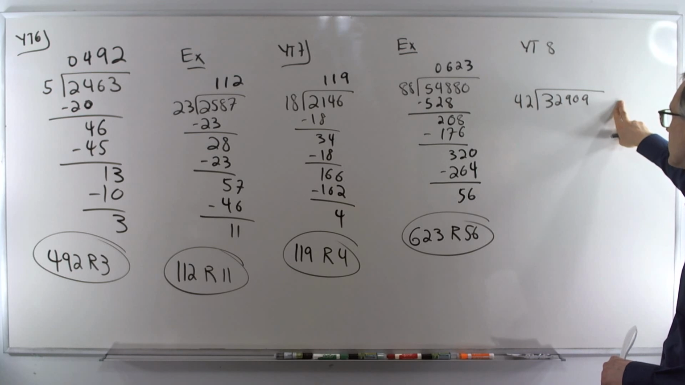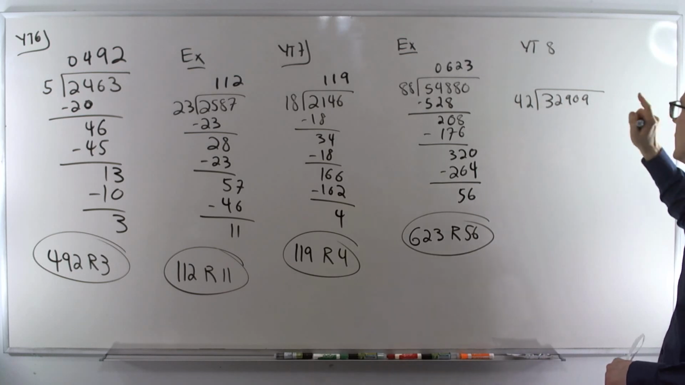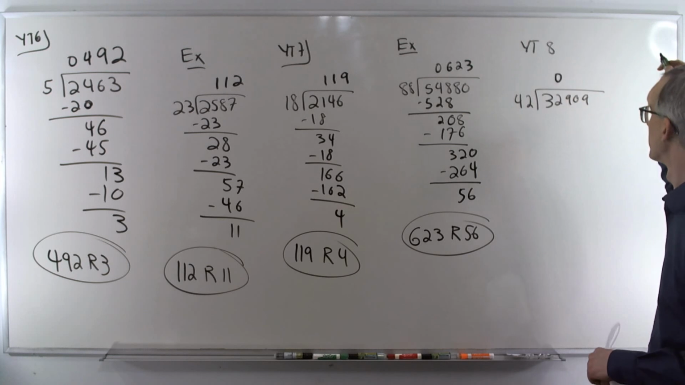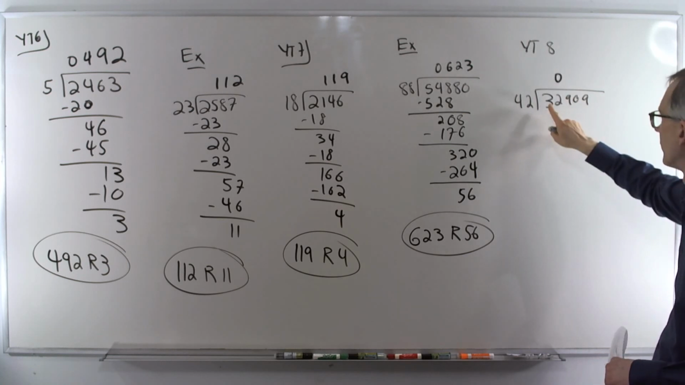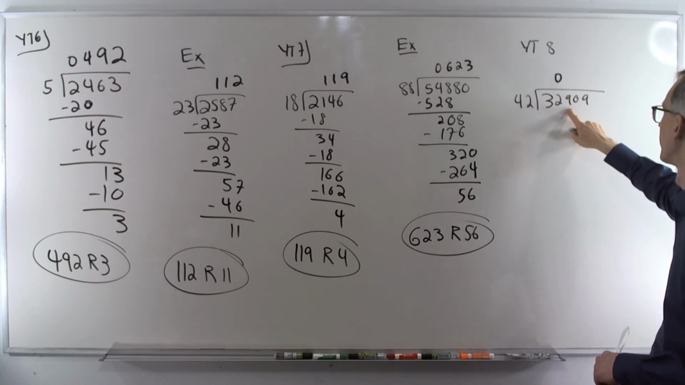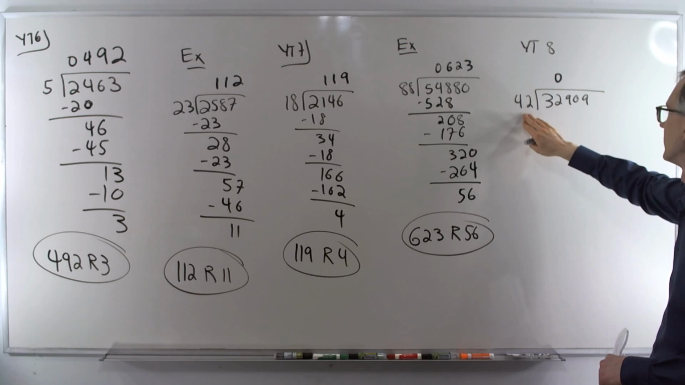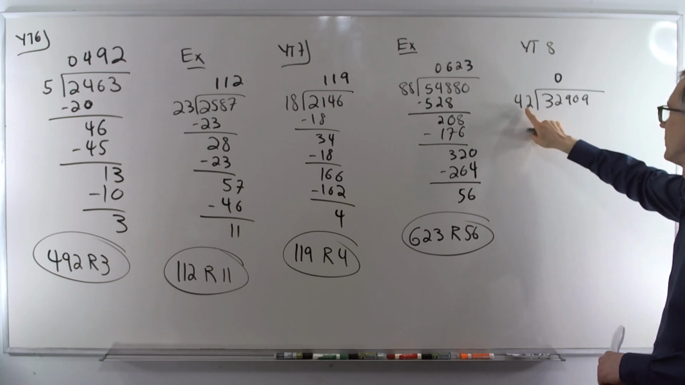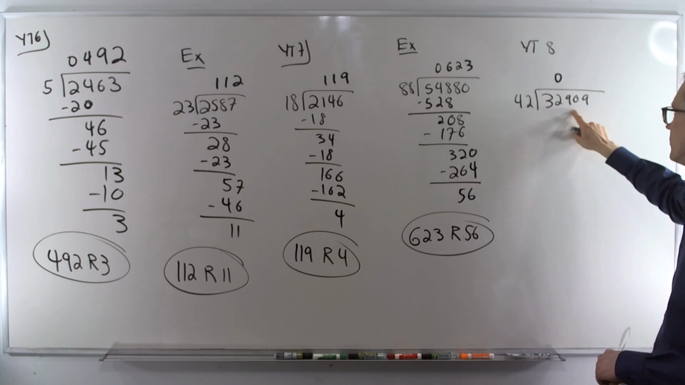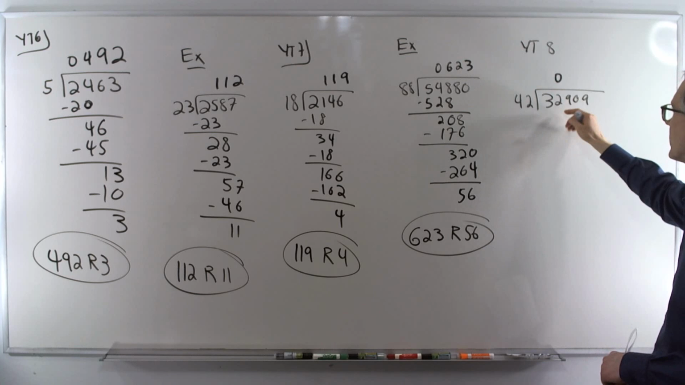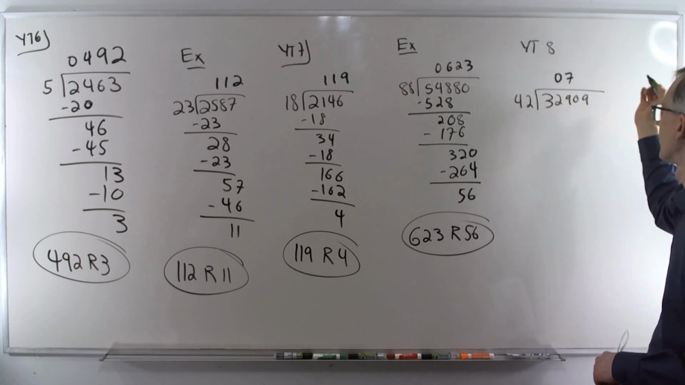42 into 32,909. All right, 42 doesn't go into 3 or 32. So we'll put a 0 placeholder there, and we're going to go into 329. So what if we did, see, 4 times 8, 8, 16, 32. All right, so if we did 4 times 8, that would give us 320. But that extra 2 is going to bring us over. So I don't think we can do 8. Let's try 7 and see if that works.